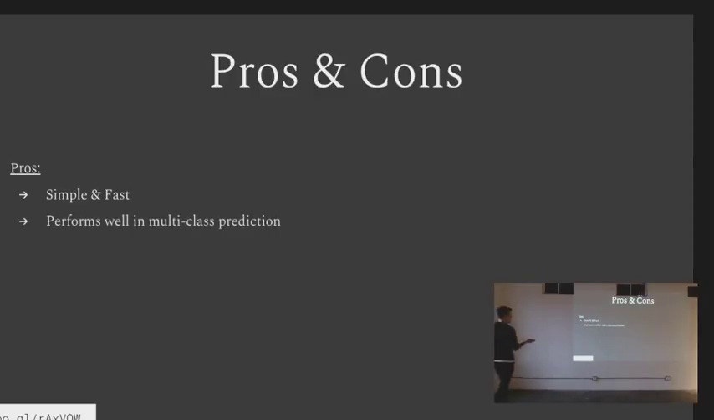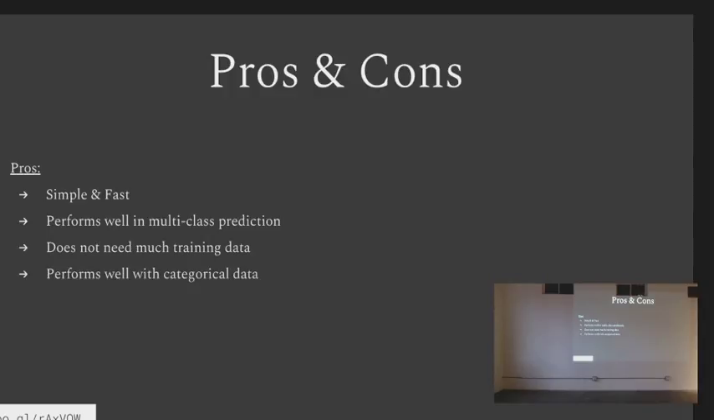It performs well on multi-class prediction. We didn't cover that at all, but if you wanted to put something in multiple labels at the same time, there's ways to do that. It does not need very much training data to work very well. We saw that. It performs really well with categorical data, so if that's what you're trying to do, use it. And it does that semi-supervised estimation that we just saw before.